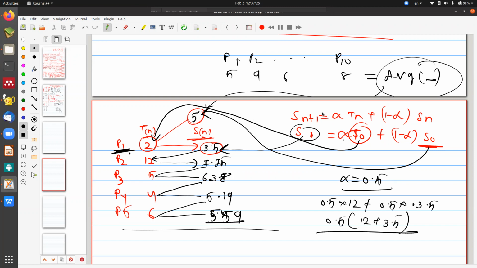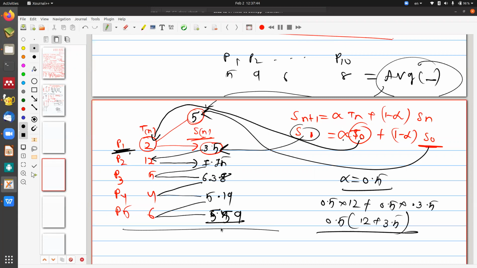One can say that after calculation of 10 such processes, my alpha has to be changed depending upon what kind of a difference is coming. So I'll calculate the difference, and find out a new alpha after 10 such processes calculation. One can also think in that.